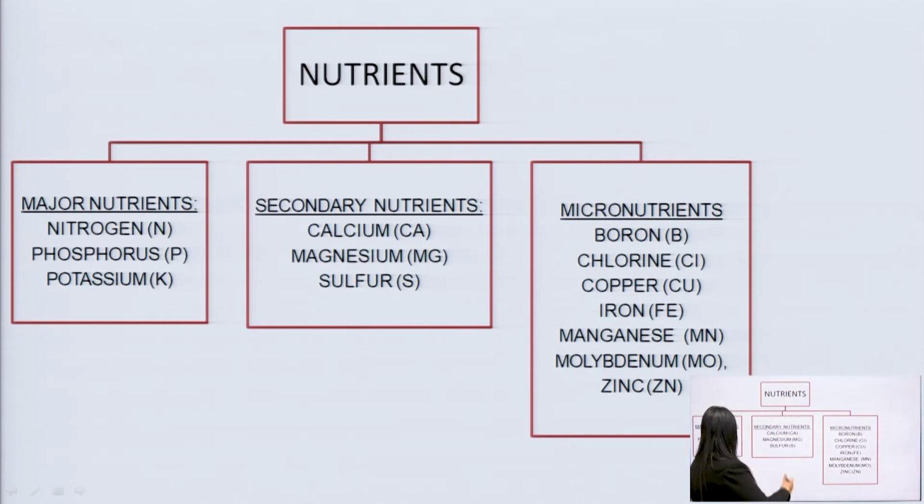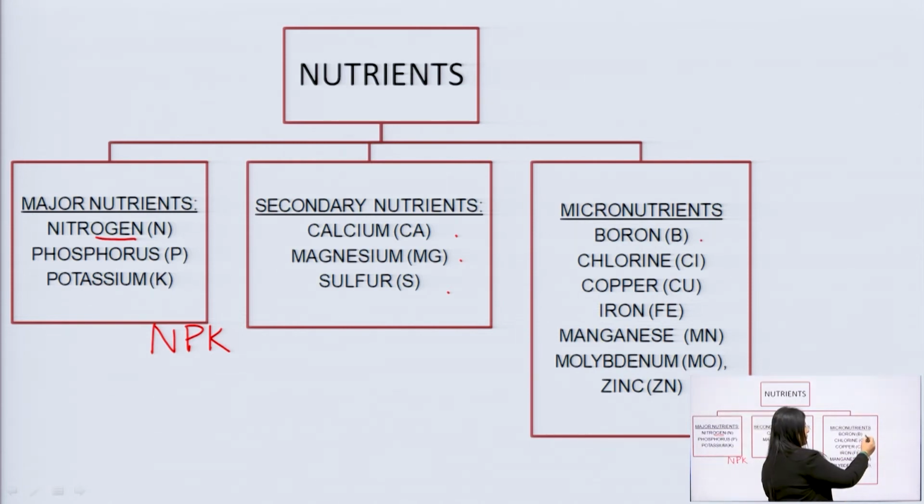One is the major nutrients, that is the NPK: nitrogen, phosphorus and potassium. Then we have secondary nutrients, which consist of calcium, magnesium and sulfur. Besides that, plants also require micronutrients for certain enzymatic activity. These are boron, chlorine, copper, iron, manganese, molybdenum and zinc.